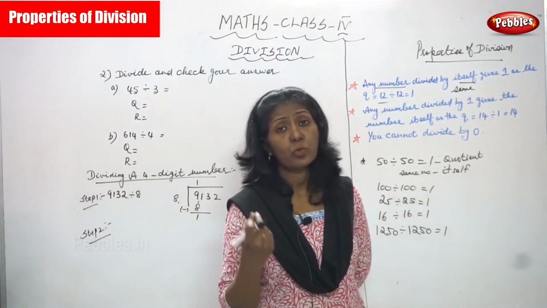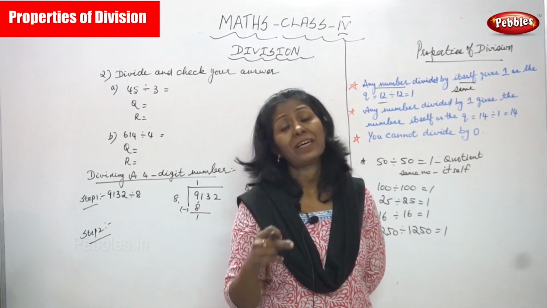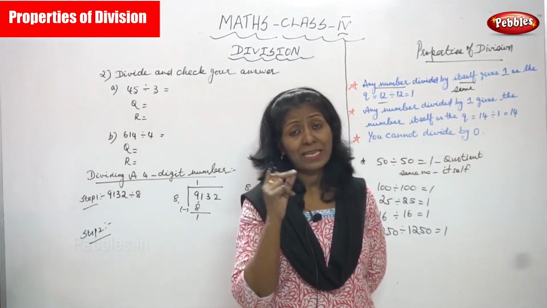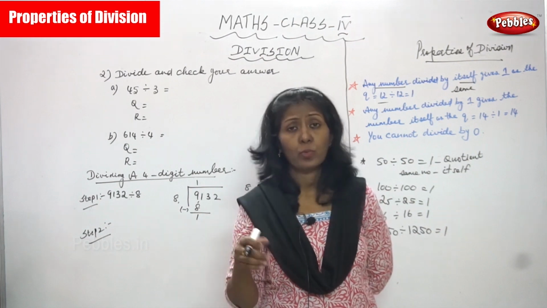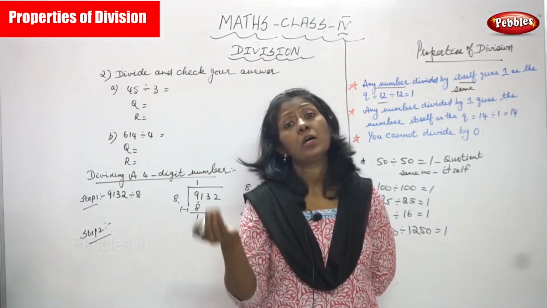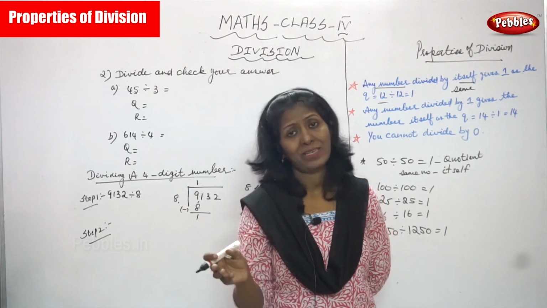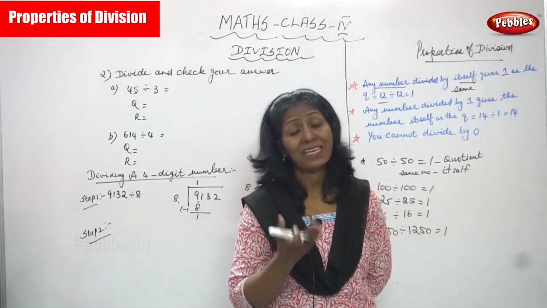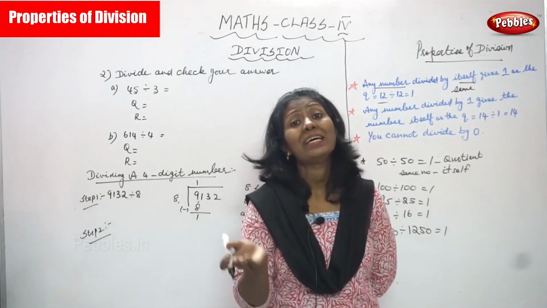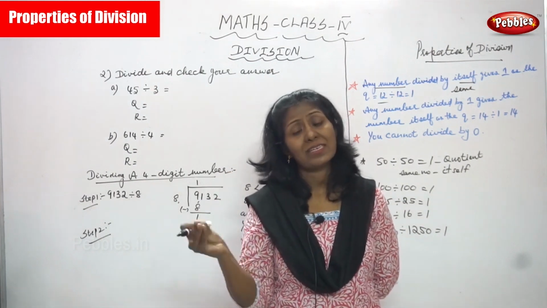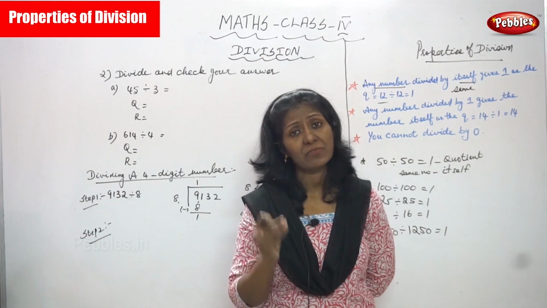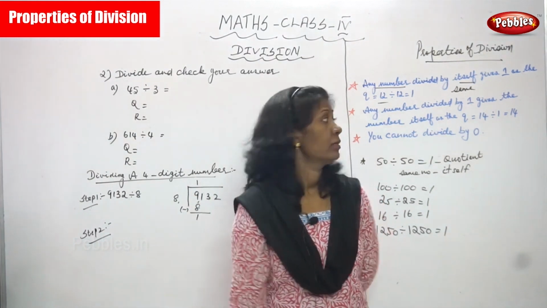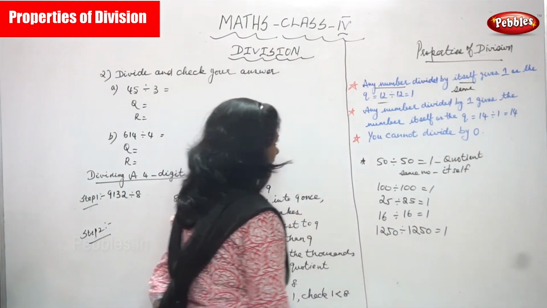1250 divided by 1250, you get 1. 10,000 divided by 10,000, you get 1. 125 divided by 125, you get 1. This is the first property example. What is the first property? Any number divided by itself, the quotient is 1. That is the first property.